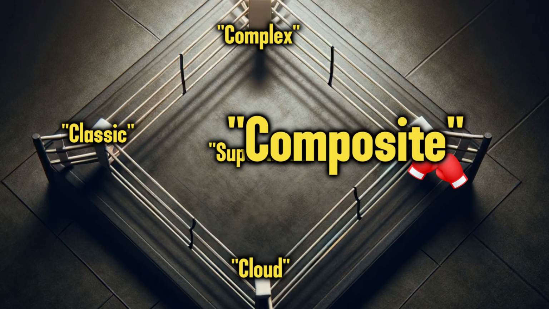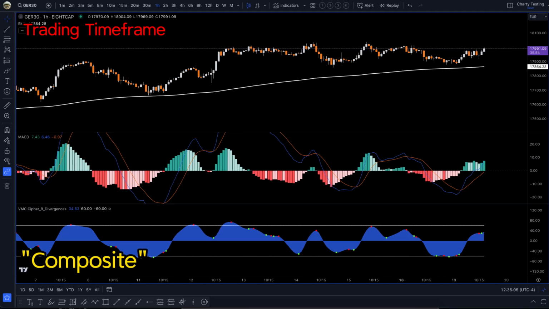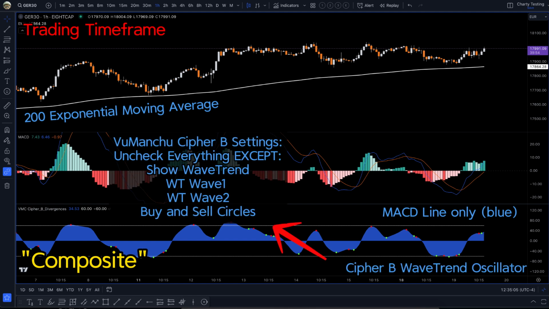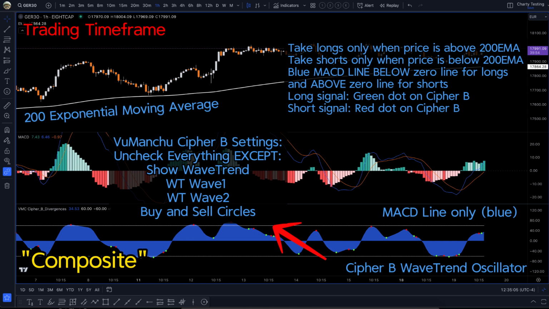Now the composite. It's the same as complex, but instead of triple super trends on the Forex chart, we simply use the trading time frame 200 EMA for the direction, using the MACD line position to confirm a proper pullback and the Cipher B dot for a signal. Settings and entry criteria on the screen as usual.